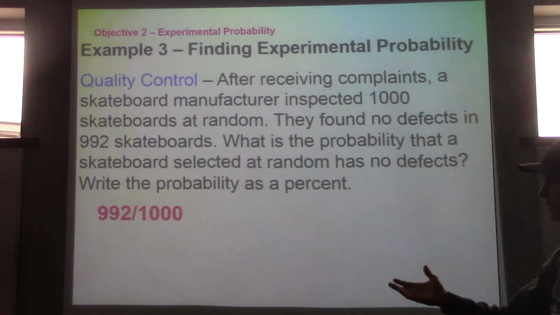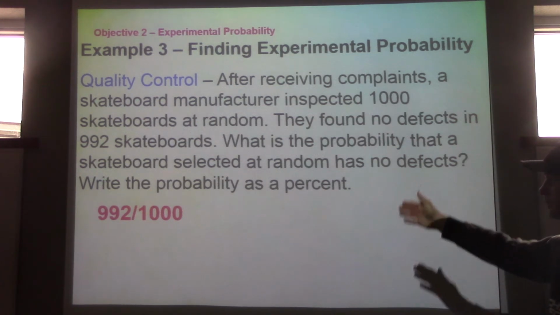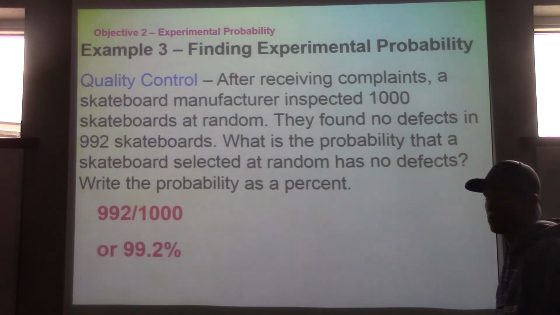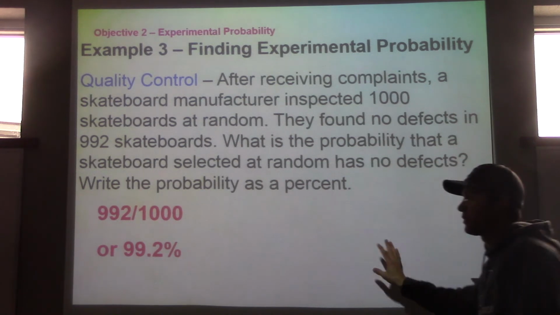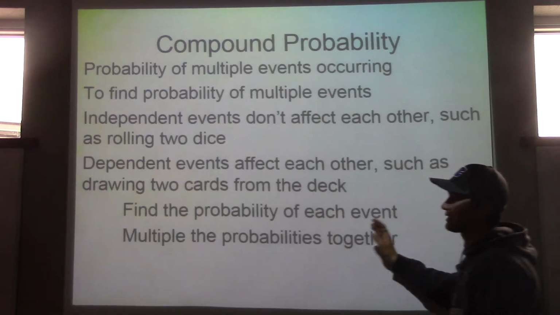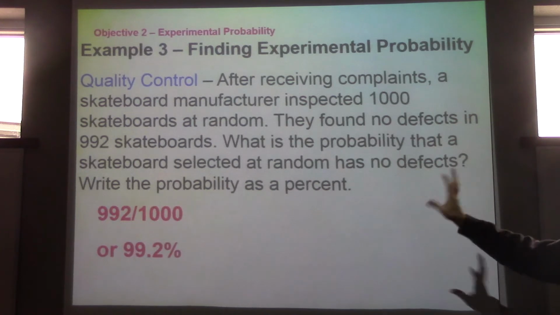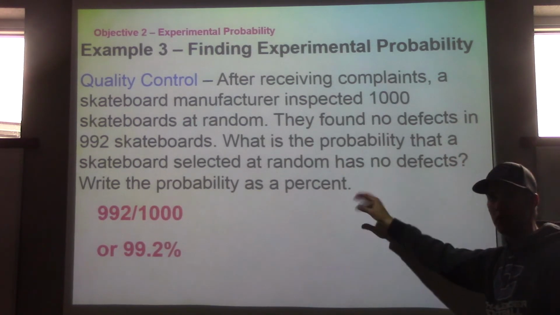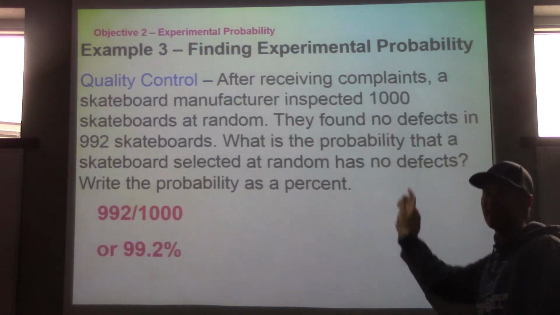One thing, and then we could convert that. It says write the probability as a percent, so it's about 99.2%. One thing I want to point out too is there could be a question that asks the opposite. What's the probability it doesn't have a defect?